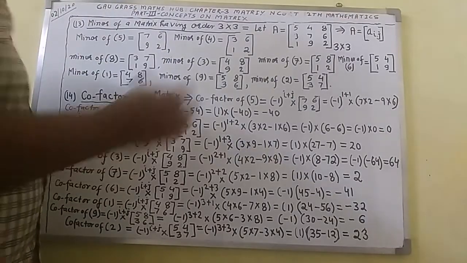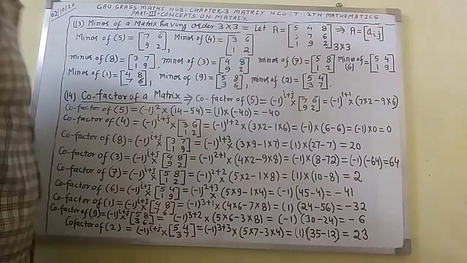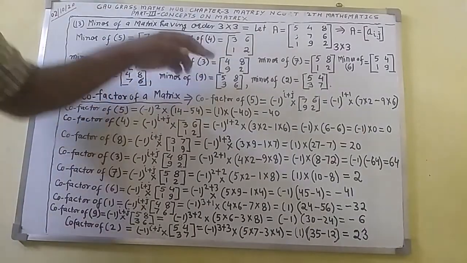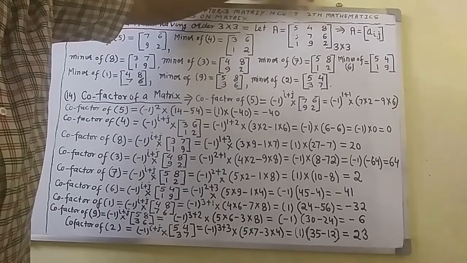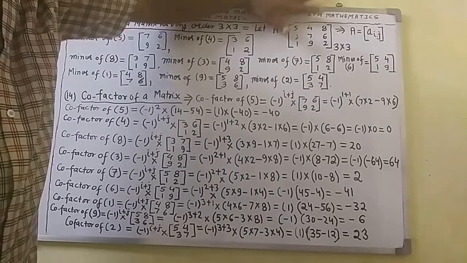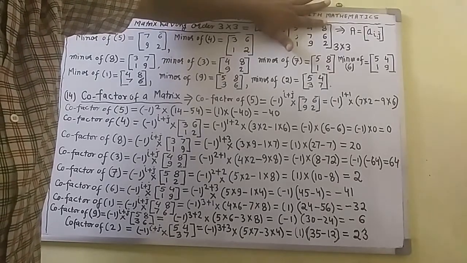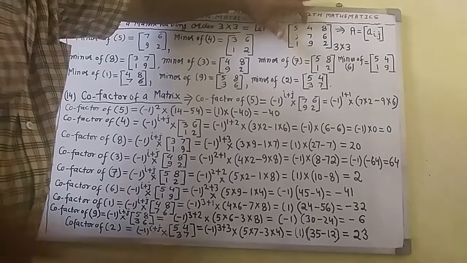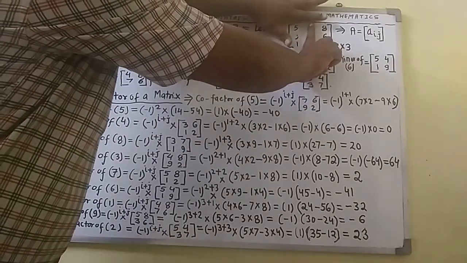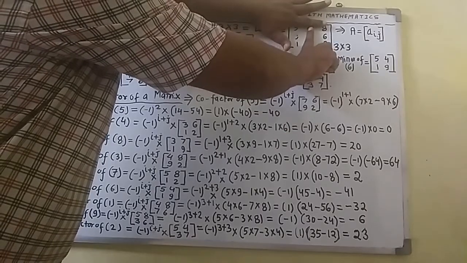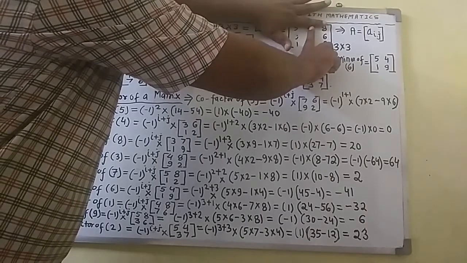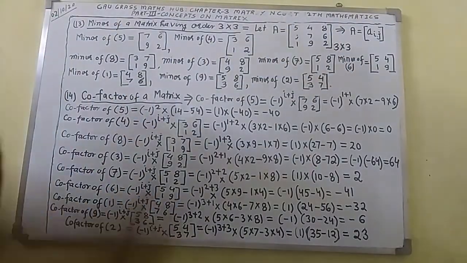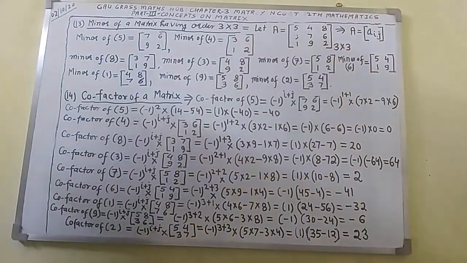Similarly, the minor of element 4. The element 4 is here. The element 4 is in the first row, so the first row will be hidden, and element 4 is in the second column, so the second column will be hidden. Like this it will be hidden. The visible elements will be 3, 6, 1, 2. Same thing I have written here, 3, 6, 1, 2.